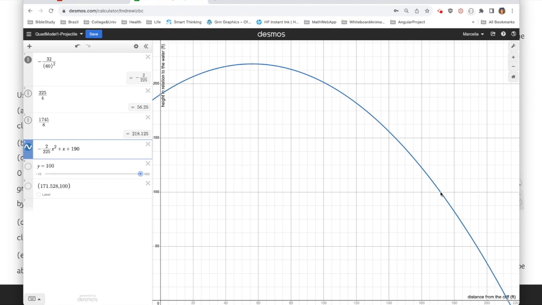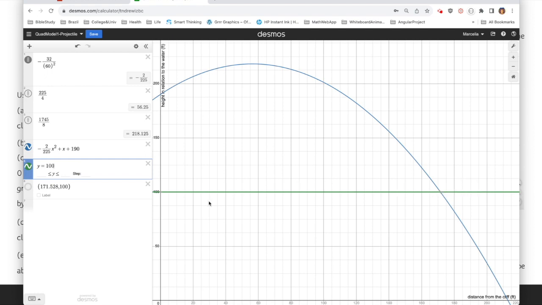So how do I use Desmos to find the 100? First, I mark a horizontal line. A horizontal line is always represented by y equal a number. And I want it to be 100, which is the height. And then when I click here, I see a point of interest. That's the point of intersection between the parabola and the line.